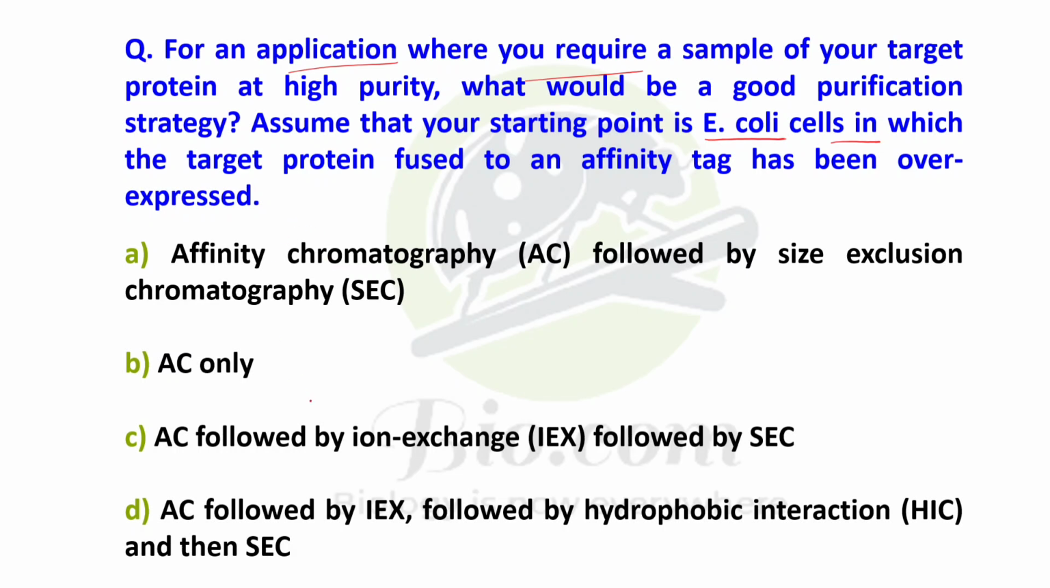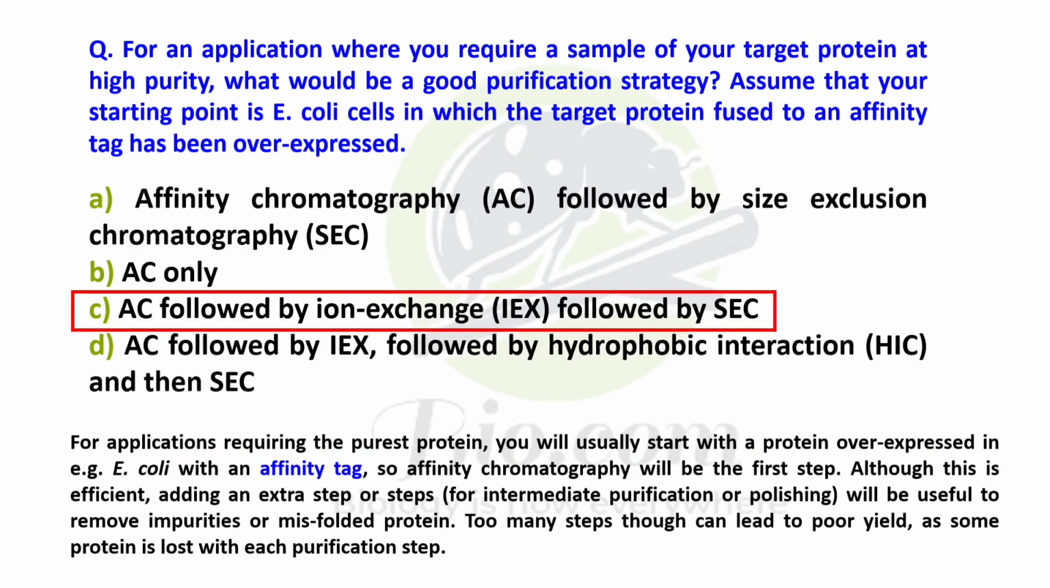So every option has affinity chromatography, but if you want to purify a protein of your interest, you need to have one more extra step after this affinity chromatography. So one more extra step will be there: affinity chromatography followed by ion exchange, which is followed by SEC. So basically three steps will be required. You can read this and include this in your notes.